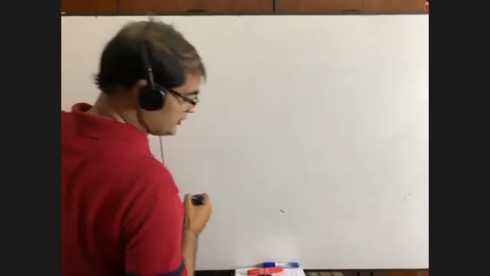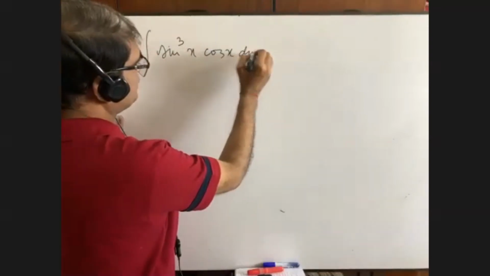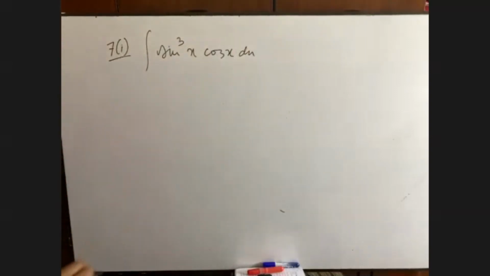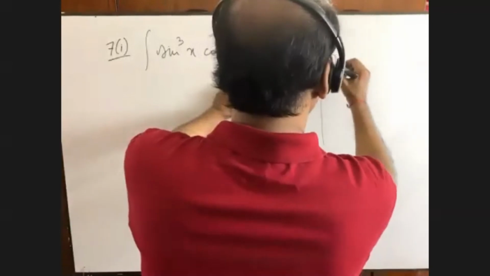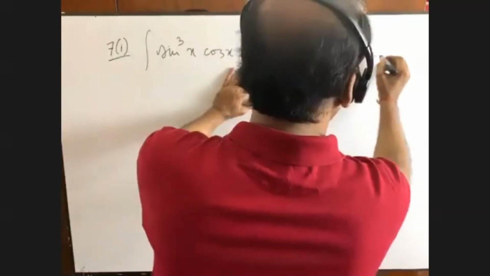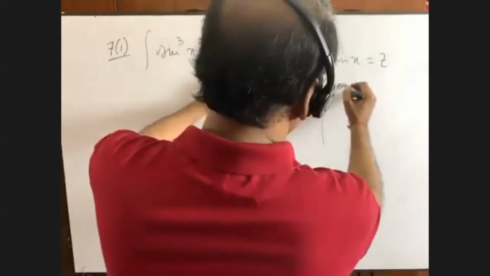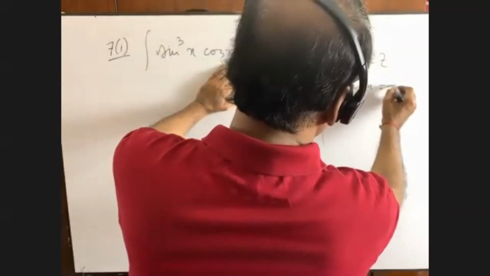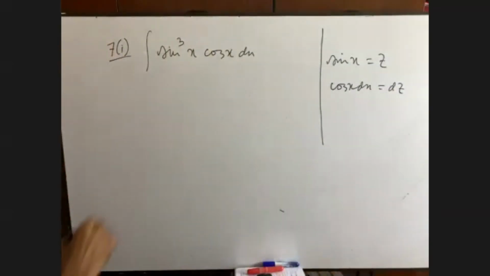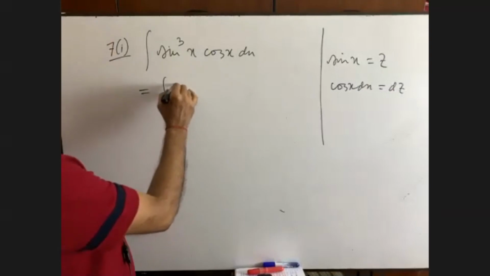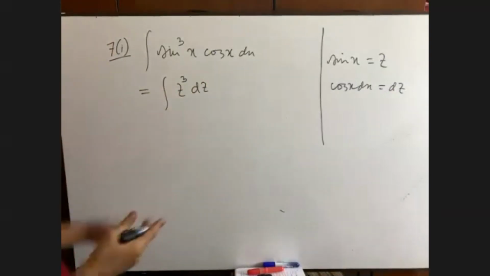Sine cube x cosine x dx. Which one will be let as z? At first you have to find sine x, because of the power, right? Sine x equals z. Then we easily get cosine x dx equals dz, right? So you put the value. We get z cube dz.